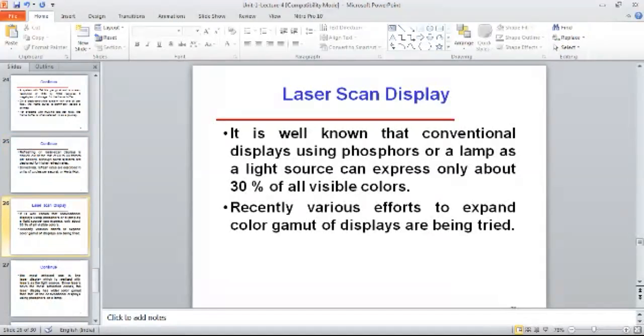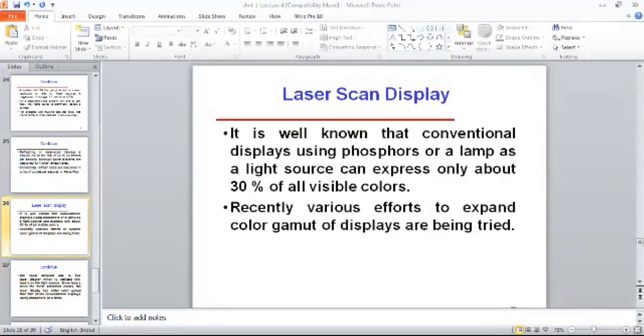So earlier we were using phosphors, but recently various efforts to expand the color gamut of displays are being tried. In the case of the laser scan display, we are using a complete combination of different colors. If we use 1 bit per pixel, we get only one color, that is called monochrome.